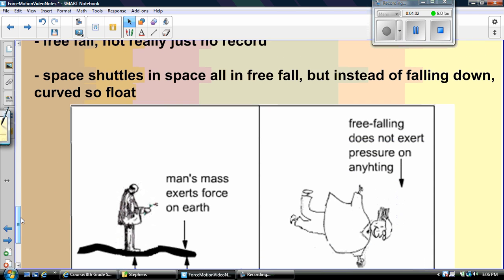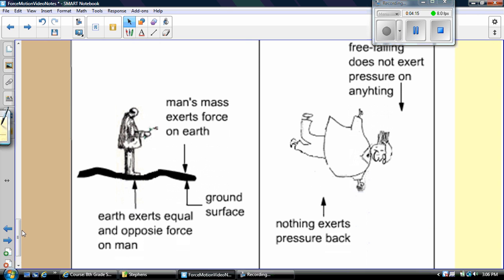So this is why the space shuttles in space are all in free fall. But instead of falling down, the force of gravity curves it, so you float. Normally, a man's mass exerts a force on Earth. The ground exerts an equal but opposite direction force on you. When you're in free fall, the only force that's acting on you is gravity. There's nothing pushing back on you, so that's why you feel weightless when you fall. Hopefully that doesn't happen very often.